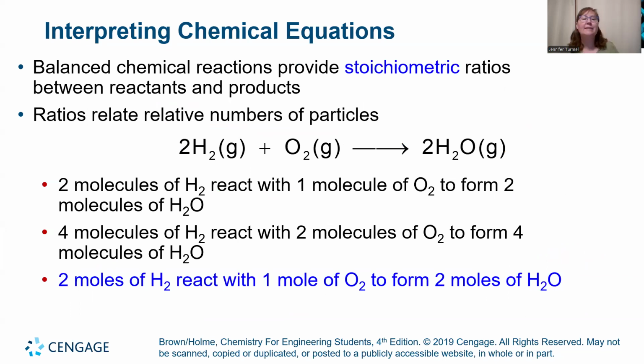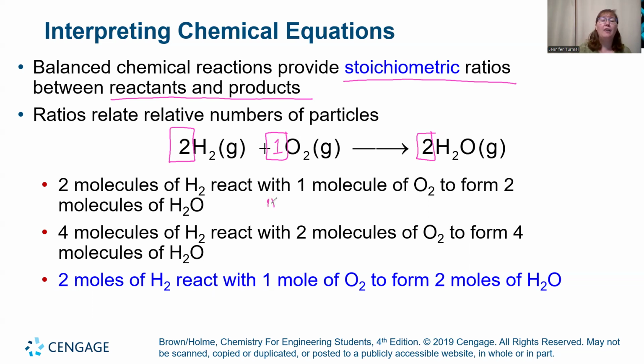Okay, so now let's take a look at the concept of some balanced chemical reactions. So we always have to balance chemical reactions, which I've been showing you all along, and now we're going to do just a little bit more of it. So balanced chemical reactions provide stoichiometric ratios between reactants and products. So here in this very first one, it tells us that if you have 2 molecules of hydrogen, it will react with 1 molecule of oxygen to form 2 molecules of water.